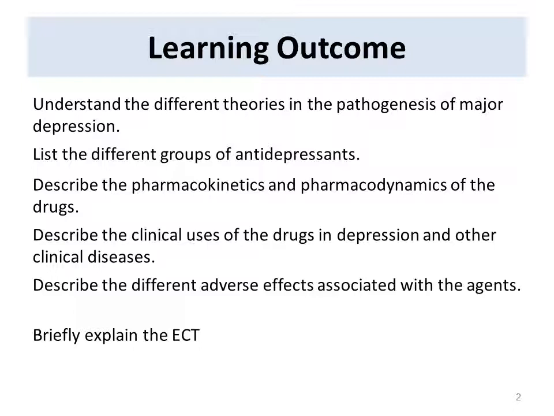First, understand the different theories in the pathogenesis of major depression. You don't have to be able to explain in very much detail, but you must understand so that you can appreciate how the drugs work. Second, list the different groups of antidepressants. Third, describe the pharmacodynamics of the drugs and a little bit on the pharmacokinetic factors.